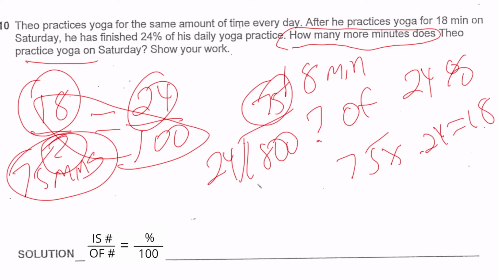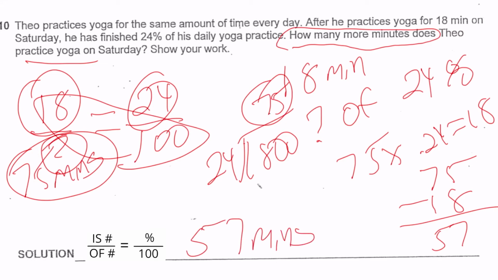So all we have to do is take the 75 minutes and minus the amount of minutes he's already practiced, which is 18, and we're going to wind up with 57 minutes left. So the answer to this question is, how many more minutes does Theo have for practice on Saturday? He has 57 minutes left because he practiced for 18 minutes so far, and his total is 75 minutes for the whole day. How did you do on this one? Did you catch that little trick at the end? You had to subtract, all right? An extra step. All right, let's go to question 11.